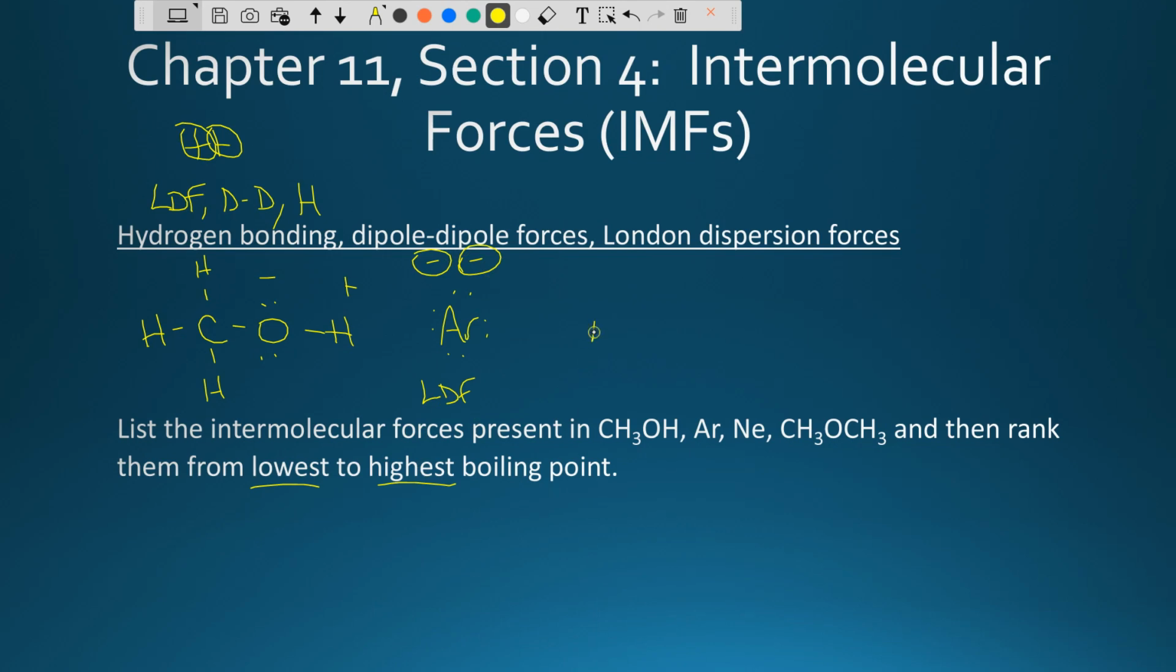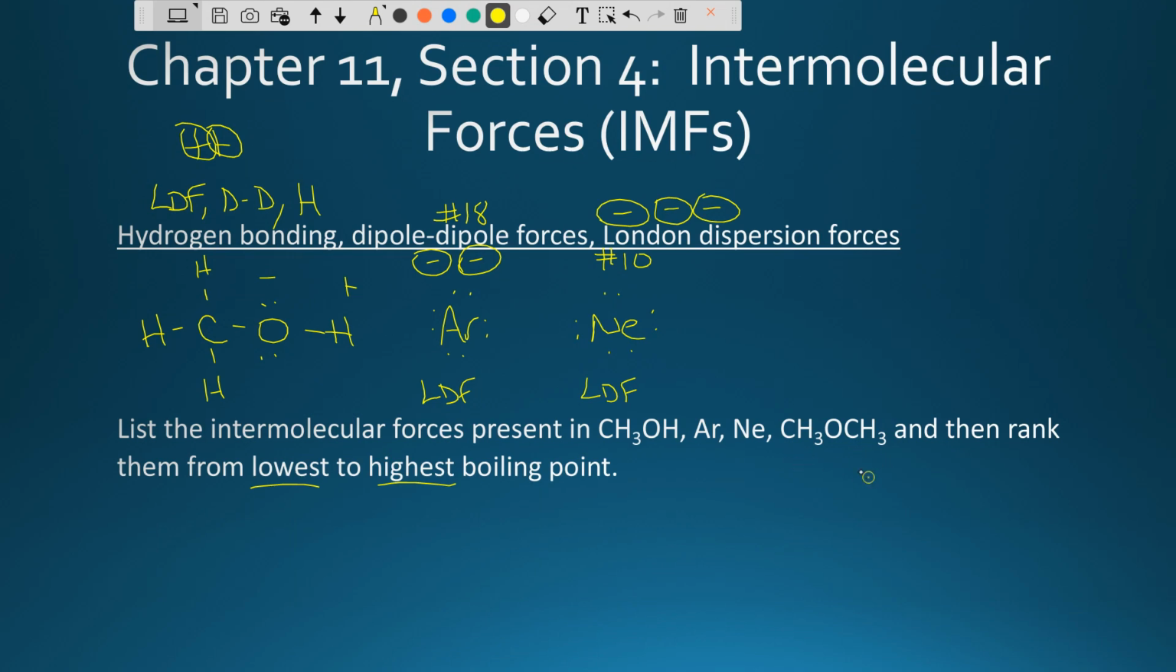Now let's compare that to something like neon. Neon as well is a noble gas. Okay, so the question is, it is going to have the LDFs, but this is atomic number 10, where argon is going to be atomic number 18. So we have fewer electrons, and so that's going to be the weakest of all of them because there are fewer electrons to play with at this point.